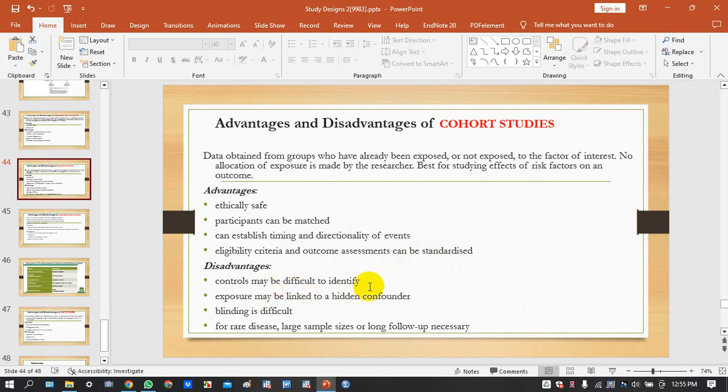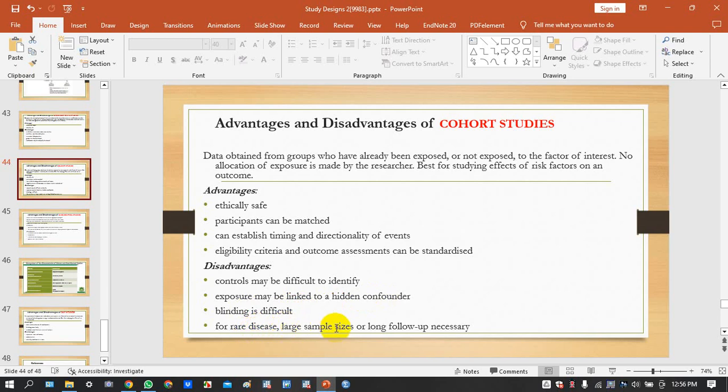It's true. Exposure may be linked to a hidden confounder. There can be a confounder. I will teach on confounders, so when I teach you will understand. Blinding is difficult. Randomized control is difficult to blind. When you are doing an experiment, for some participants you need their names so that you can follow them up properly, but it's not good to write their names in your questionnaire.